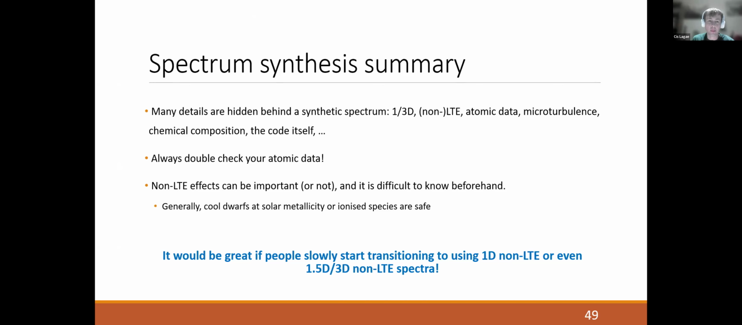I think it's important. And non-LTE effects can be important or maybe not. It's difficult to know beforehand, but generally, if you're looking at cool dwarfs of some relativity or ionized species, especially M dwarfs, it probably is safe. But I think in general, it would be great if the field slowly starts transitioning to using more non-LTE models. It will be 1D, 1.5D, or 3D. Doesn't really matter, but all the information is out there. We've been doing it for 30 years. So I think it's definitely worth it, especially now with all these fancy new instruments coming online, we need to move similarly on the numerical side as well.